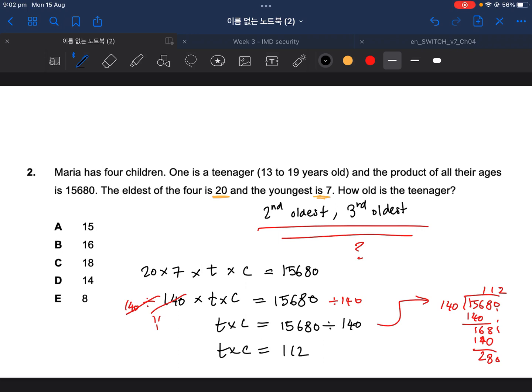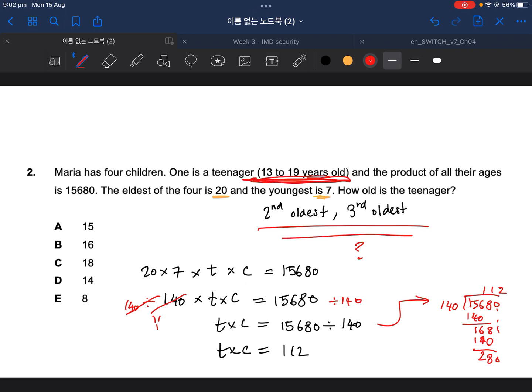Well, that's great news. You might ask why. It's great news because there's only one pair that can multiply to create 112 if one of those numbers is between 13 and 19 years old. So if you ever wondered why the question specified that the teenager is between 13 and 19, this is the reason why. There can only be one pair, and our job now is to find that pair. And this you do by trial and error.